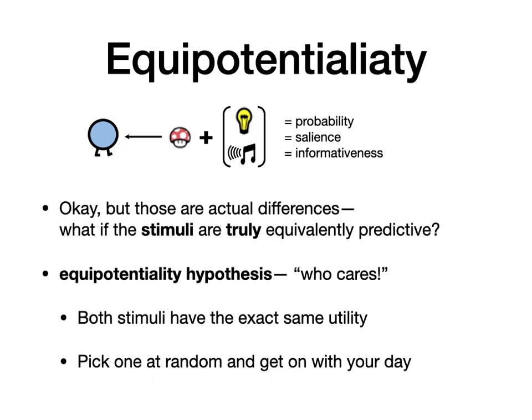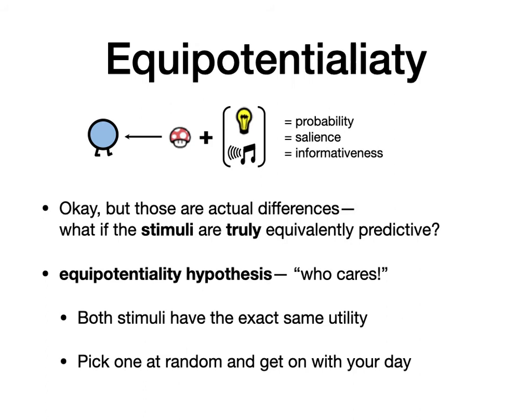Then there's equipotentiality. So two stimuli that have the same probability, same salience, same informativeness, okay? What if they really are identically predictive? Well, an interesting hypothesis here is, who cares? Both stimuli have the same utility. Pick one at random and get on with your day. That is not a very satisfying scientific hypothesis, but it's one that your neurons would probably go for, right?